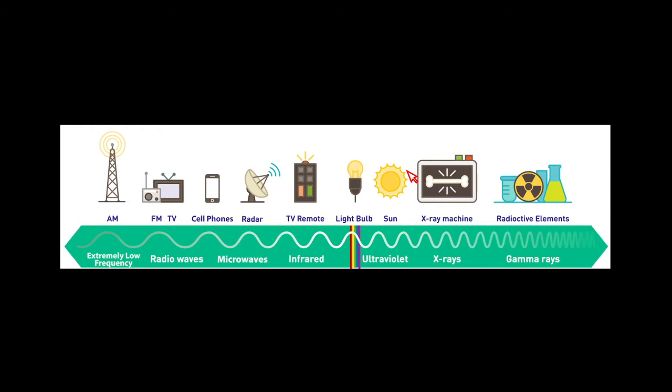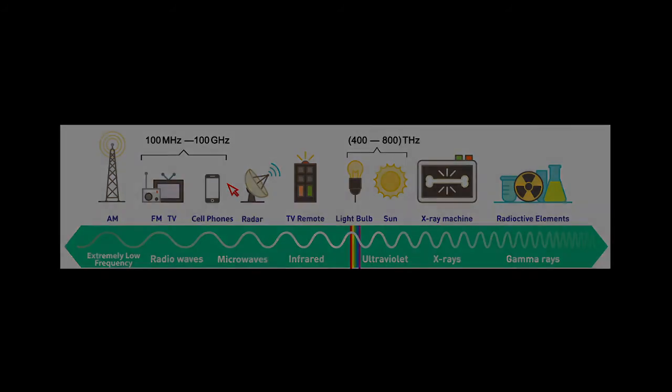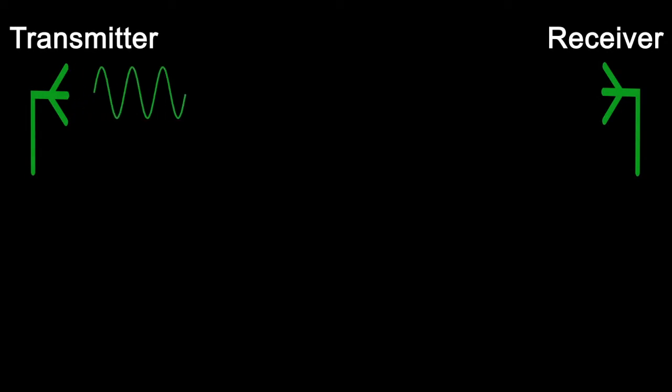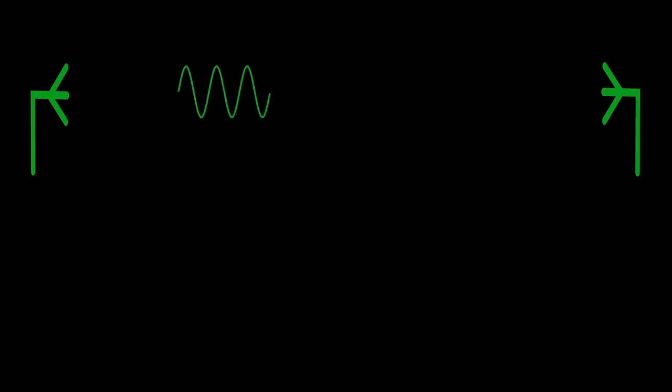Visible lights have frequencies in the range of 400 to 800 terahertz, but wireless communication signals have lower frequencies, in the range of 100 megahertz to 100 gigahertz. Suppose a transmitter is sending a signal to a receiver, and our information is encoded into this signal.